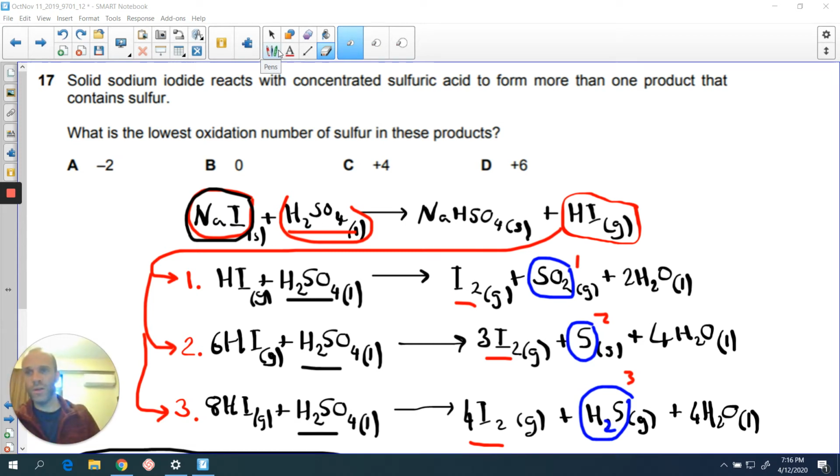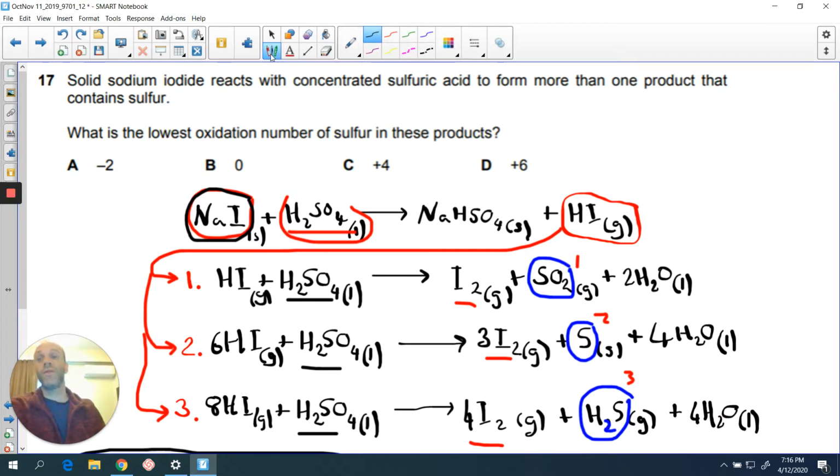Okay, question 17. Solid sodium iodide reacts with concentrated sulfuric acid to form more than one product that contains sulfur. What is the lowest oxidation number of sulfur in these products? Now, this can be a very challenging question if you think you're going to need to learn all these equations.